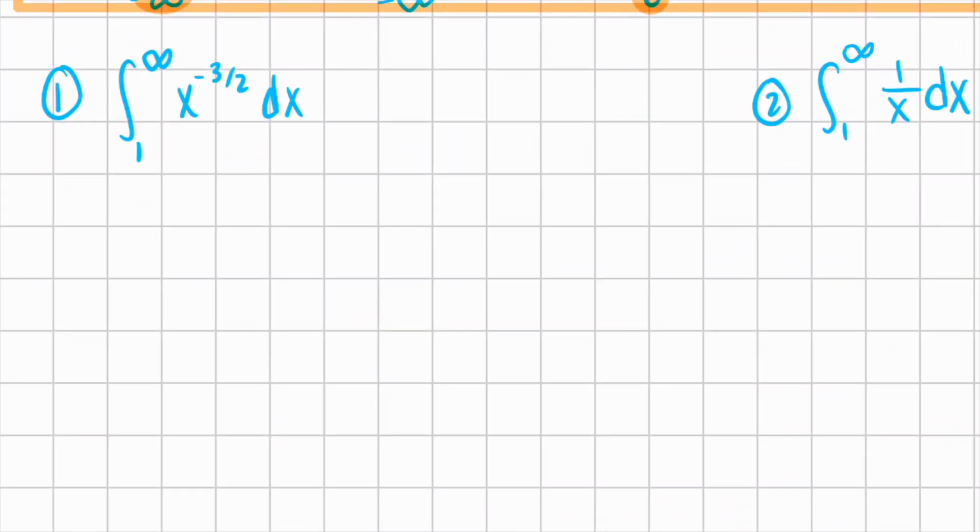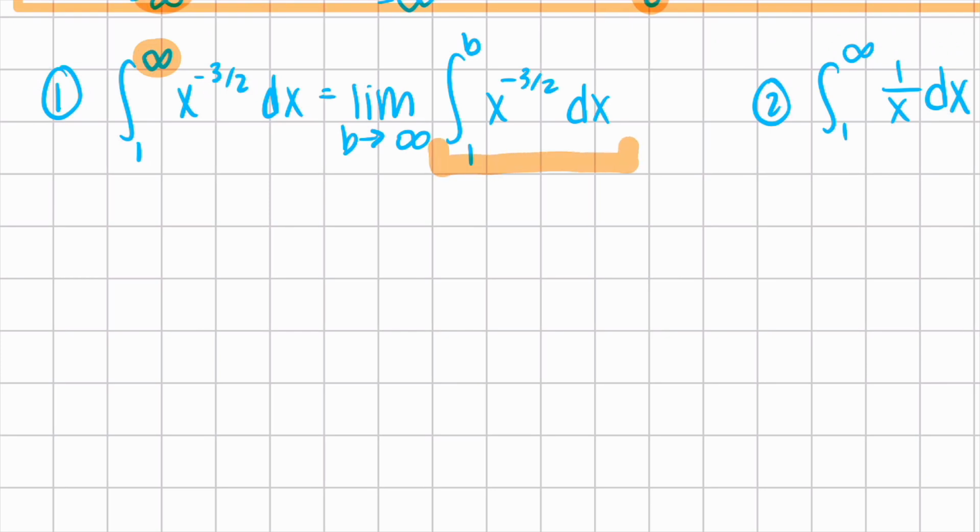Starting with number 1, notice that you have your infinity as one of your bounds of your integral. Again, we don't want an infinity, we want a number. So first step is I'm going to take a limit as some number b goes to that infinity. And now my bounds of my integral are 1 and b. From here, you're going to evaluate your definite integral as you normally would. And then once you are done with that, you're going to evaluate the limit. So I'm just going to carry down my limit as b goes to infinity.